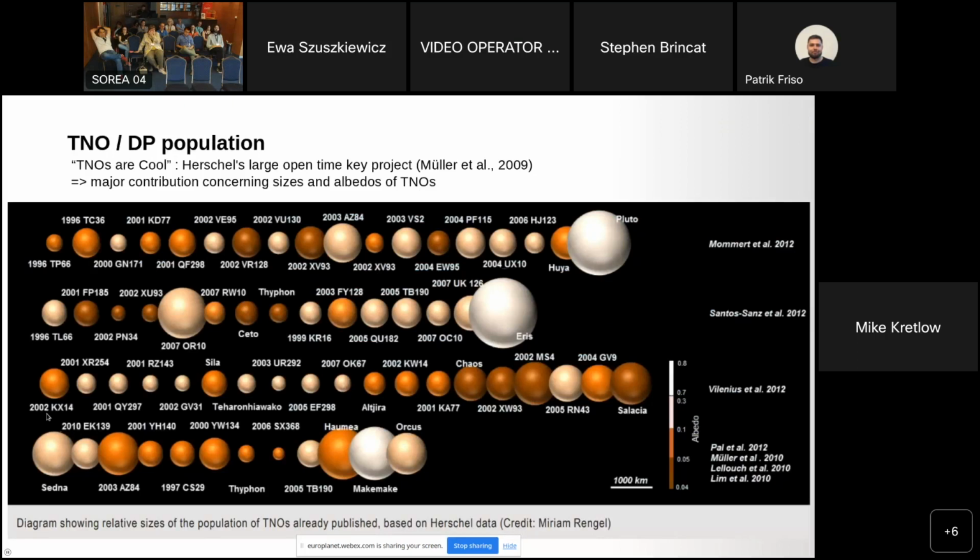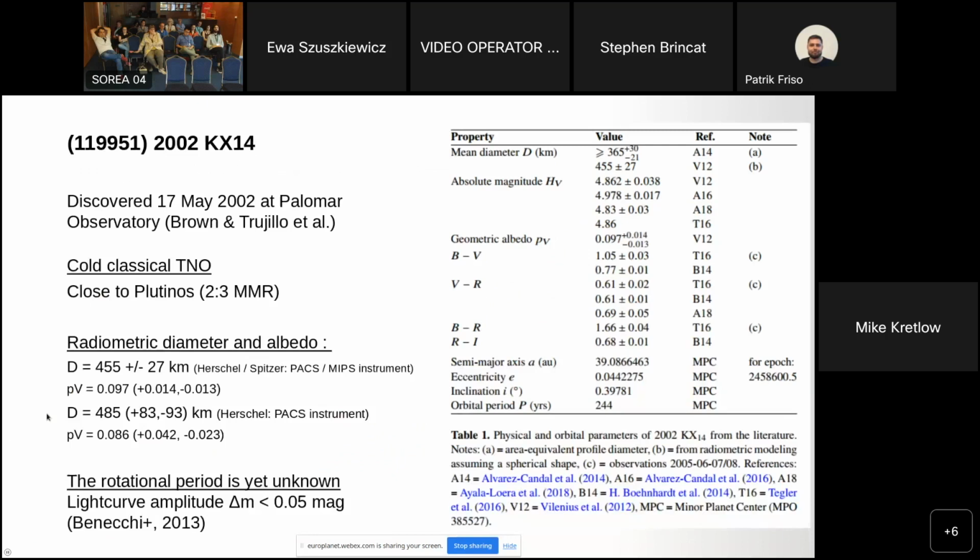So in the last slides, I'm going to talk about this object, 2002 KX14, which is in the mid-size range. It's a cold classical TNO, and the radiometric diameter by Herschel and Spitzer was calculated to be about 455 kilometers. Another point is that the rotation period is yet unknown, and in the literature there's one observation mentioned to have a very small amplitude, but no period was derived.